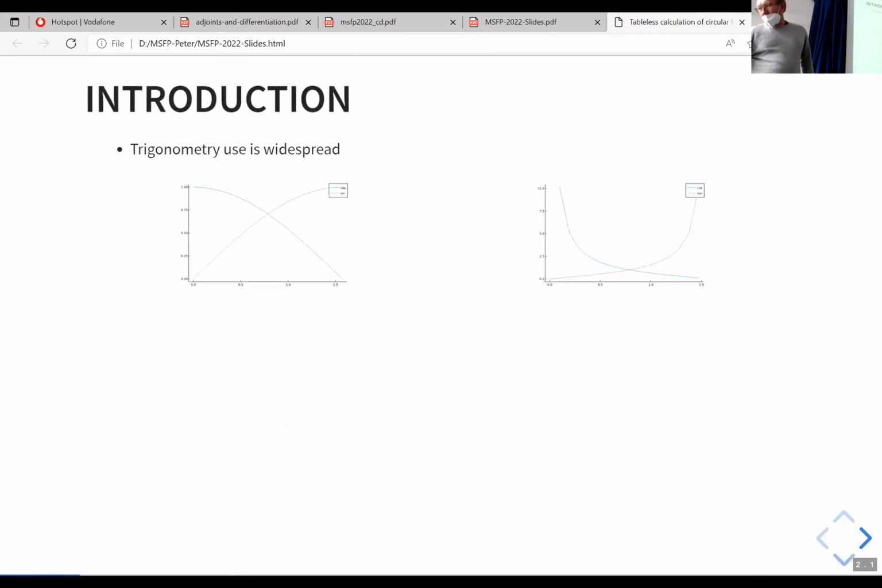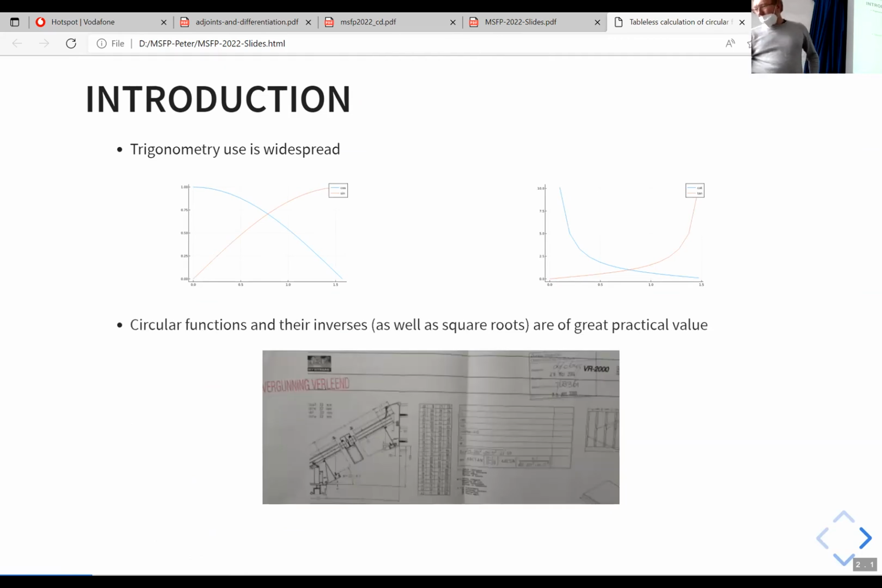So let's start. Obviously, everybody knows sine and cosine and tangents and cotangents and how they behave. It's monotonic, it is symmetric with various symmetries everywhere. And of course, the use is widespread. I don't need to prove that.